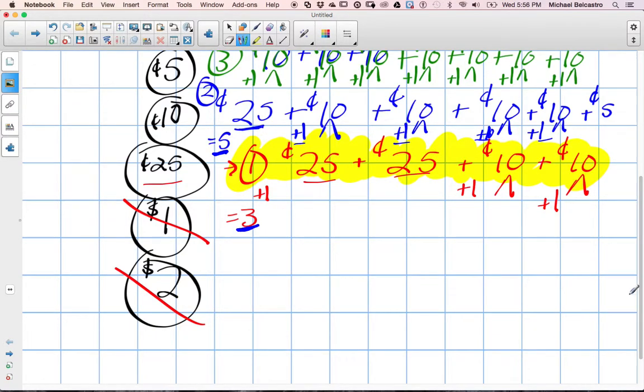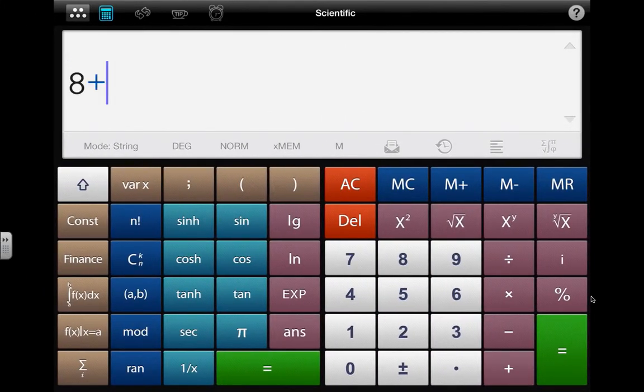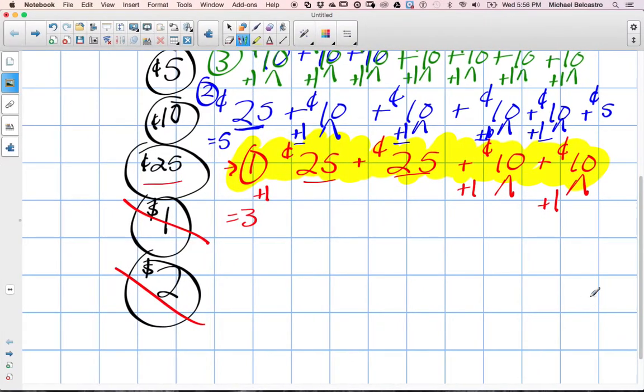Okay. So if we have 8 and 5 and 3, how many total options do we have? What is 8 plus 5 plus 3? We can scroll it over here and check, right? 8 plus 5 plus 3. How many options do we have? 16. 16.